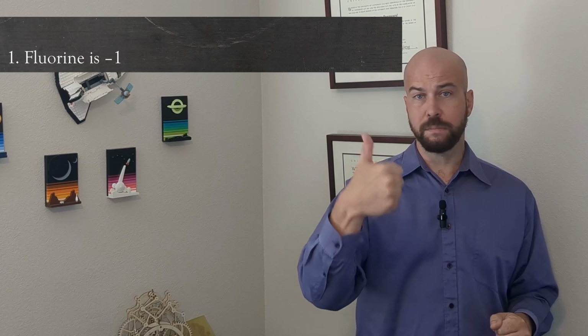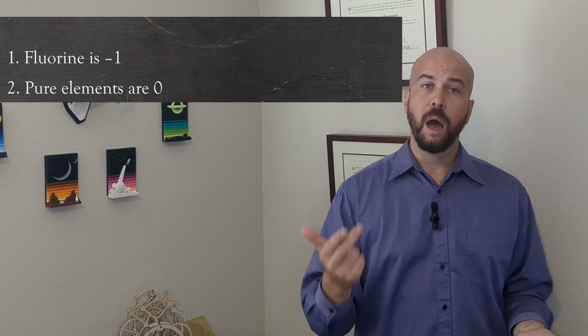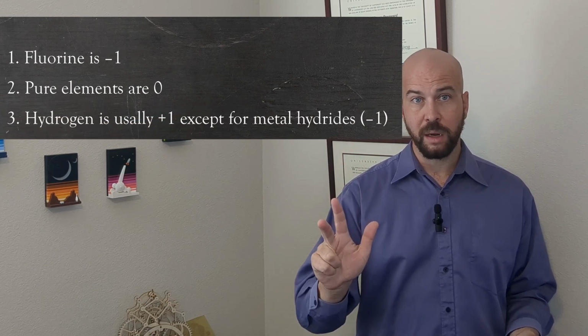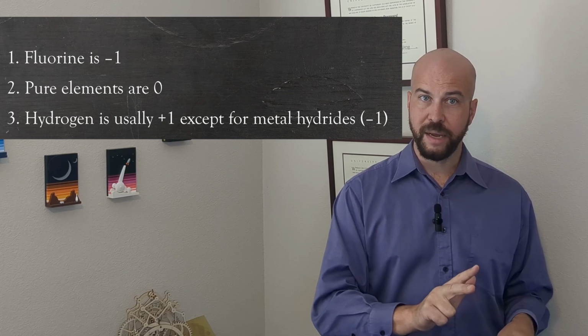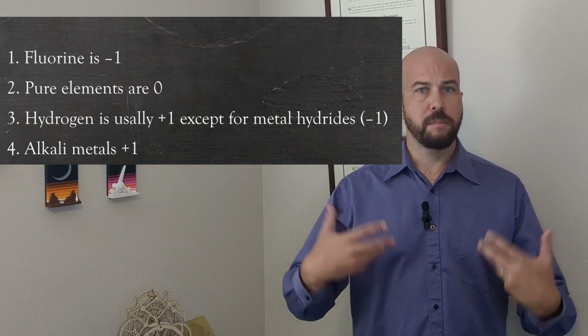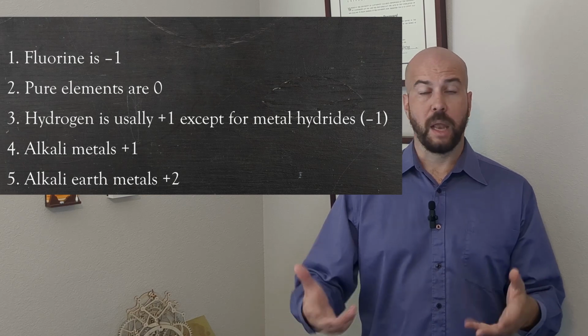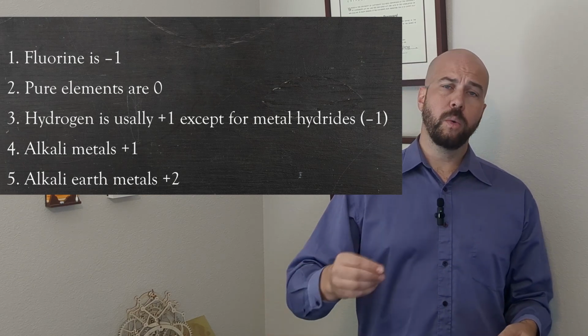When it comes to determining oxidation numbers, most chemists don't actually go and look at the periodic table. Instead, they remember about half a dozen rules. For example, fluorine is always -1. Pure elements are always 0. Hydrogen is usually +1, except when it is a metal hydride, in which case it will be -1. Alkali metals, such as lithium and sodium, are always +1. And alkaline earth metals, like calcium and magnesium, are always +2.